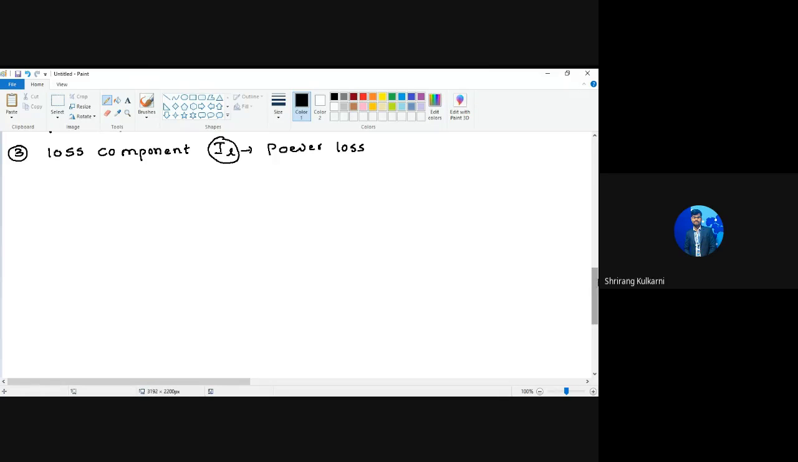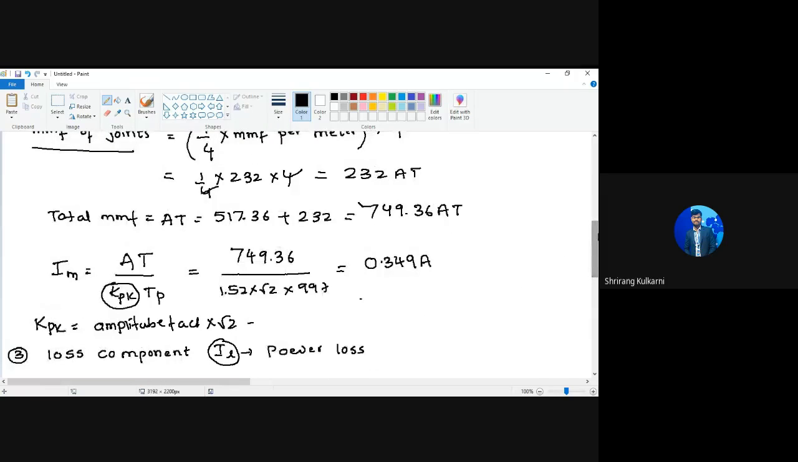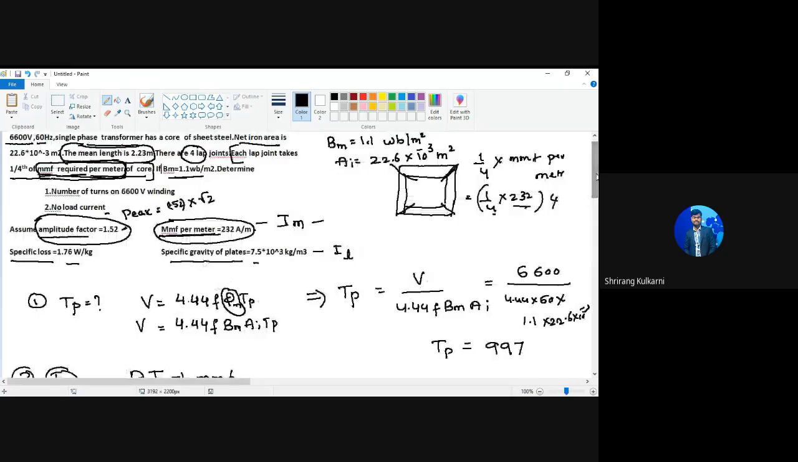What all things has he given for calculation of power loss in the problem? Specific loss is given, specific loss in watt per kg. For 1 kg, they have given the iron loss. So first we have to calculate the total loss, and the specific gravity of the plates is given. Using these two data, we have to calculate the loss.